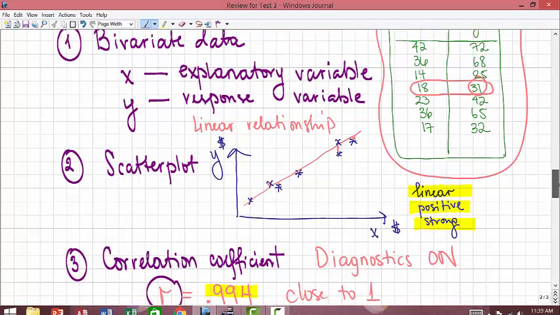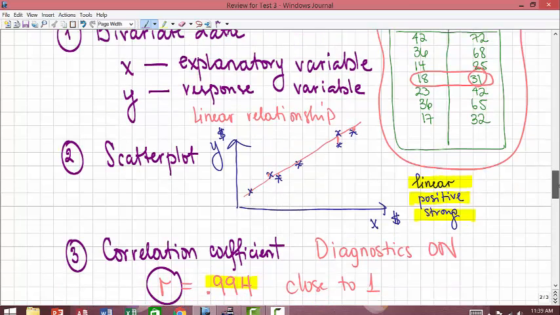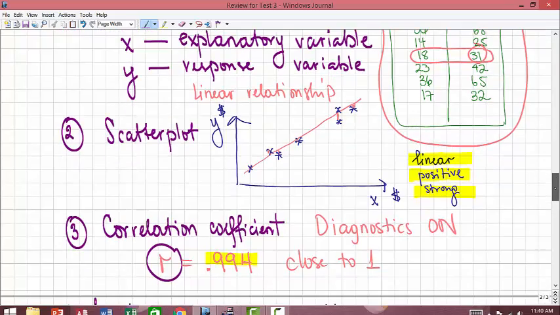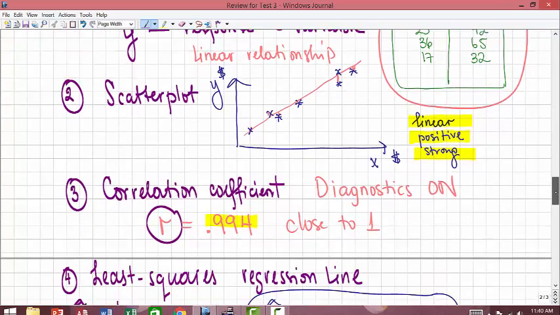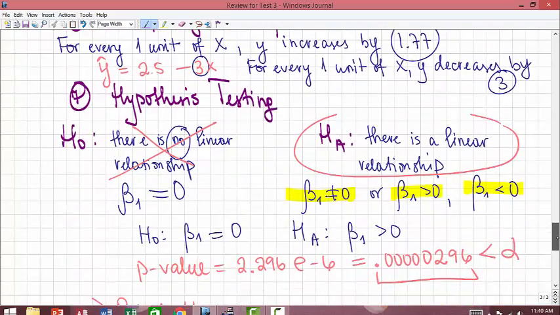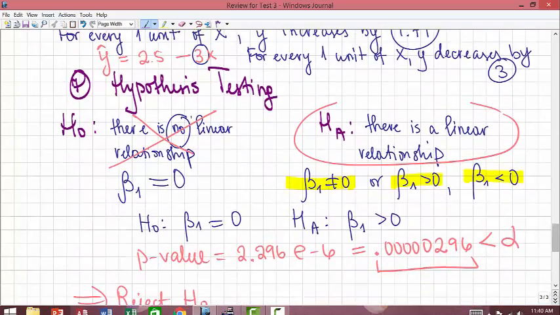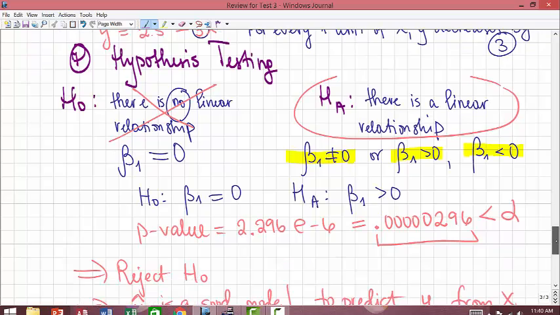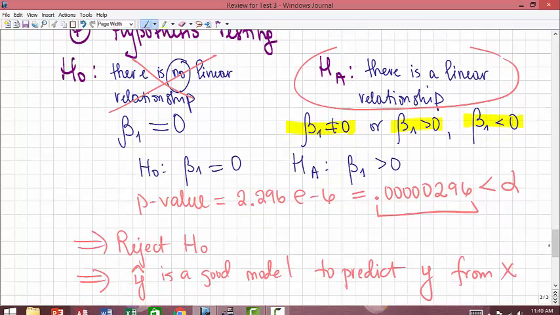Okay, why is that? Well, the scatter plot looks good. It looks linear, and it looks relatively strong. R is pretty high, and then the last thing that we just did, hypothesis testing, which is rejecting the null hypothesis, saying that there is no relationship. We just saw that there is, okay? And this p-value is very small, so there is very strong evidence showing that there is a linear relationship.